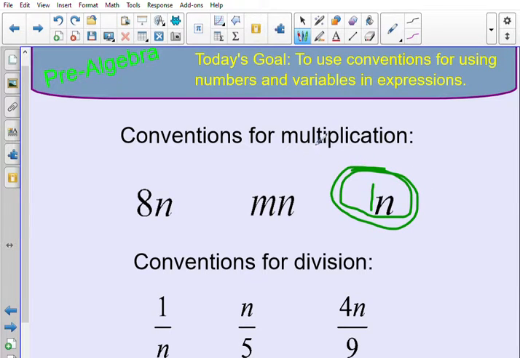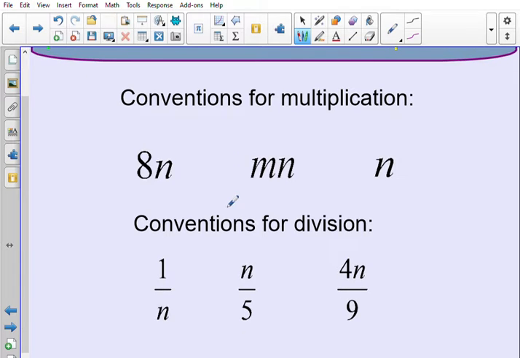So if you are going to write something down, when we are talking about 1 times n, we don't write 1n. You will just end up writing n. Conventions for division: if you notice, all of these are fractions. We don't use the division sign like this very much anymore. Almost always it's going to be a fraction, so get used to seeing fractions, and our fractions are going to be reduced. So make sure we know how to write those. Again, we're not using that division sign anymore. Instead, we're going to write them as fractions.